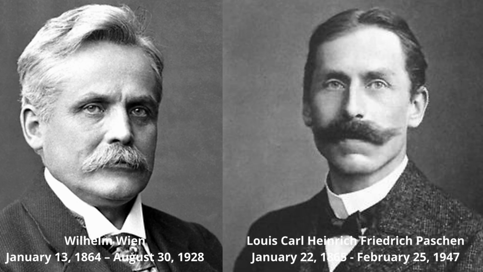Wilhelm Karl Werner Otto Fritz Franz Wien was born on January 13, 1864 and died on August 30, 1928. He was a German physicist. He formulated two expressions related to the blackbody radiation problem. Wien received the Nobel Prize in Physics in 1911 for his work on heat radiation. Louis Karl Heinrich Friedrich Paschen was born on January 22, 1865, and died on February 25, 1947. He was a German physicist, known for his work on electrical discharges. He is also known for the Paschen series, a series of hydrogen spectral lines in the infrared region that he first observed in 1908.